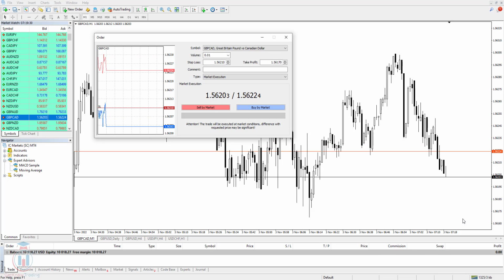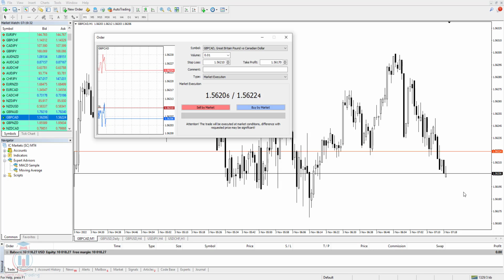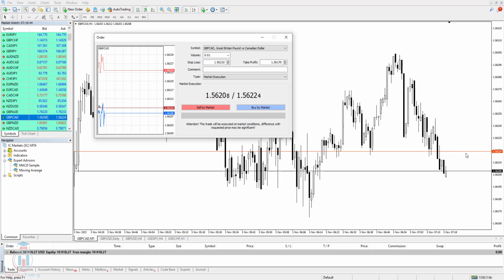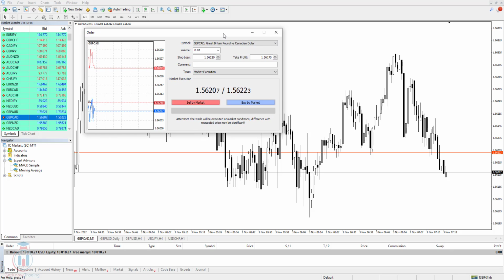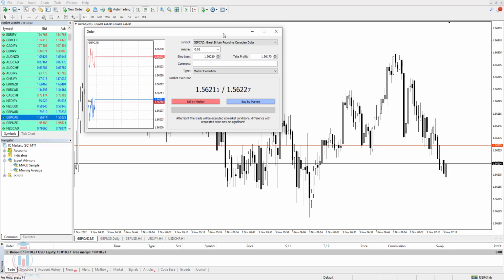So you should avoid placing your stop loss or take profit too close to the bid and ask price. Leave at least 1 or 2 pips. That depends on the broker you are using. Some brokers allow you to put the stop loss and take profit very close to the bid and ask price, but those brokers are the ones who have very low spread, which means below 1 pip.